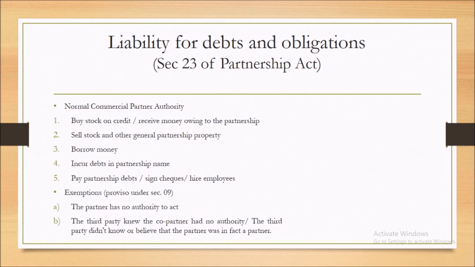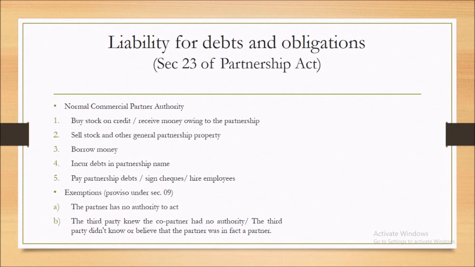And if you have made a mistake on those, the third parties or externals can take legal action against you. But under the provisions of Section 9 of the Partnership Act, two kinds of acts are exempt from letting other parties take legal action against you. There the partner has no authority to act.